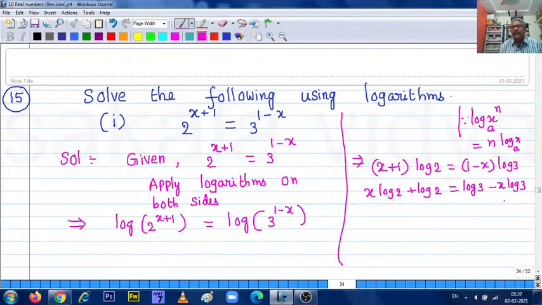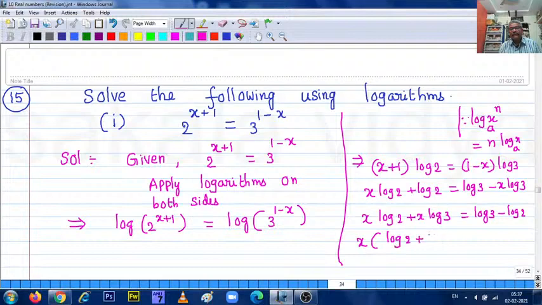Let us bring minus x log 3 to this side and log 2 to that side. If you bring minus x log 3 this side, it becomes positive. So we get x log 2 plus x log 3 equals log 3 minus log 2. Now we can take x common out from these two. So if you take x common, you have log 2 plus log 3 equal to log 3 minus log 2.